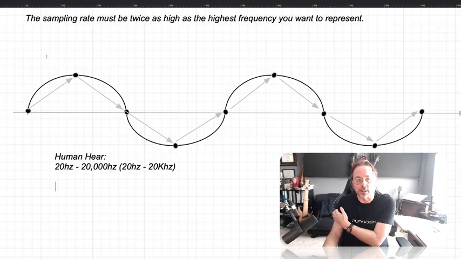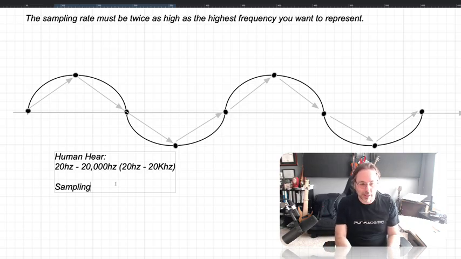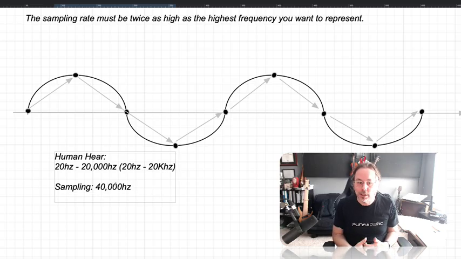Now, according to the Nyquist theorem, if we want to represent 20,000 hertz, we need a sampling rate that must be twice as high as the highest frequency we want to represent. So if we want to represent 20,000 hertz, we need a sampling rate that is at least double that. So 40,000 hertz. Now, remember what I said, some people can hear higher. Some people can hear up to 22. Okay, so that gets us up to 44,000 hertz.